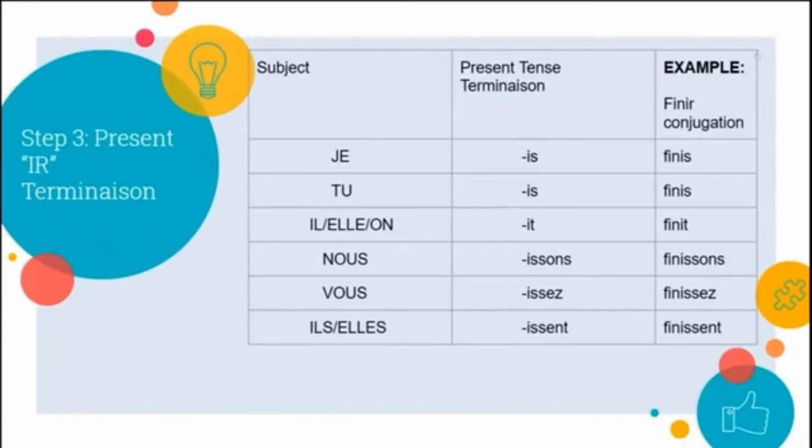IR verbs are the exact same, only there are different endings. For example, if we're using the IR verb finir, which means to finish, we chop off the ending and we get fin. If we're using je as our subject again, we simply add on is and we get finis. And if we're trying to put that in a sentence once more, we put the subject before our conjugation and we get je finis.